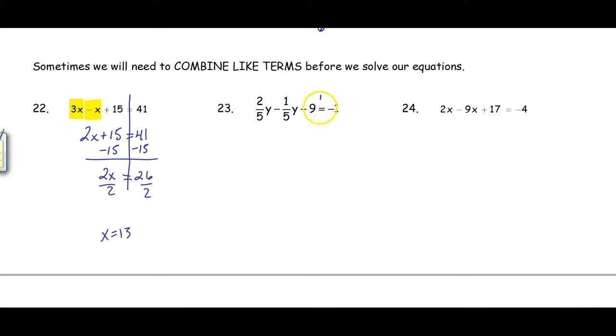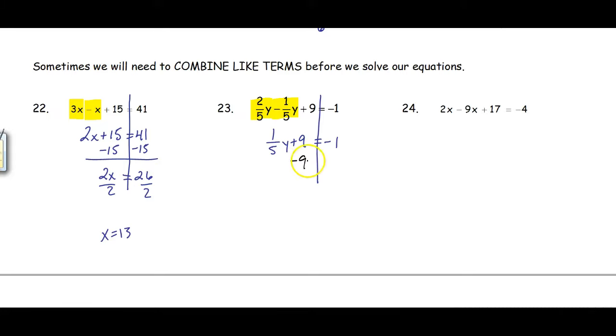Okay, again, two separate sides of the equation. So we have 2/5 y and negative 1/5 y, which makes 1/5 y. 9 and negative 1 cannot be like terms because they're on opposite sides of the equation. So you're going to go ahead and write that down. Okay, go ahead and do the next one.